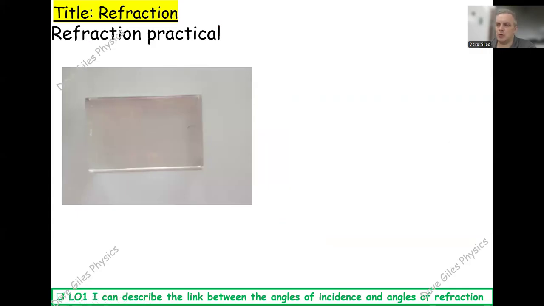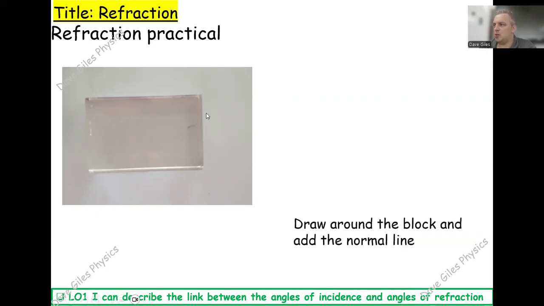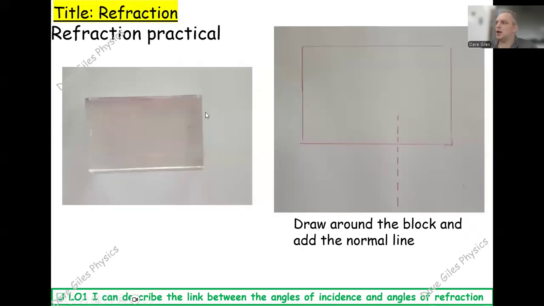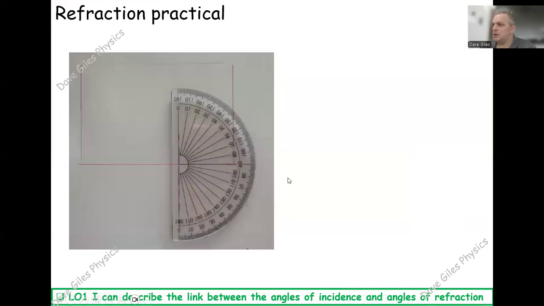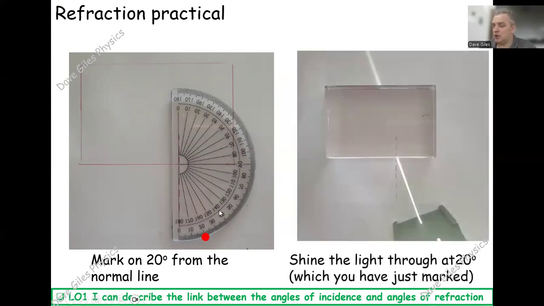Now, quite often you'll do a practical with refraction, and you'll get a glass block. You draw around the block and add a normal line using a protractor. You'll measure various angles. So you might start at 20, put a little dot on here. Normally be a thin dot because a thin dot is easier, better for measuring. Well, I've done it big just so you can see it. Shine the light through 20, so make sure it goes through that dot, and then have it going through the normal as well.